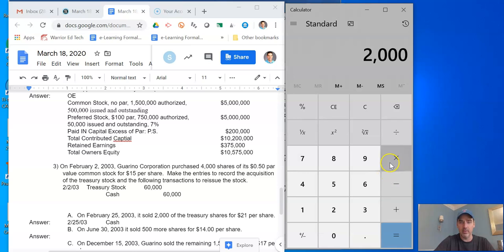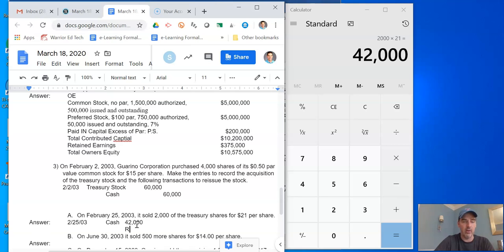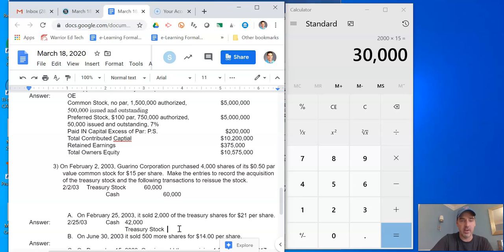So when they go out and resell those 2,000 shares at 21, they're going to be receiving $42,000. So we're going to debit that $42,000, and then we're going to reverse out that treasury stock amount. Now, the treasury stock amount happened to be, we bought it back at 15, so we have to take into account that 15. So the reversing entry, we're going to take 2,000 times 15, and that decreases the treasury stock balance by 30,000. But we're off by 12, and that goes into paid in capital.